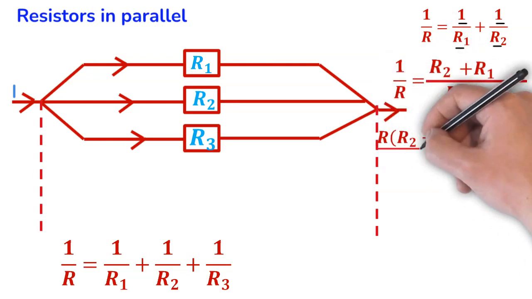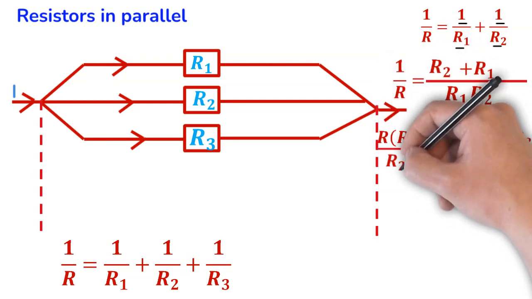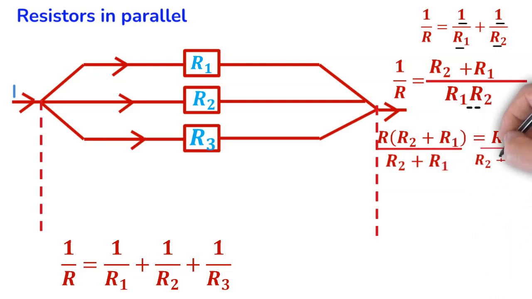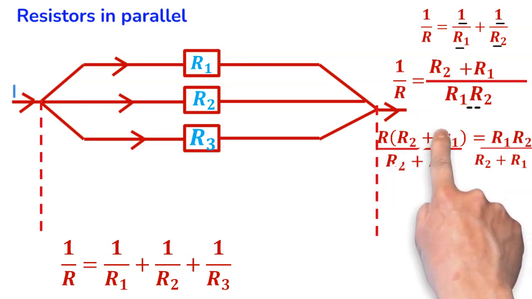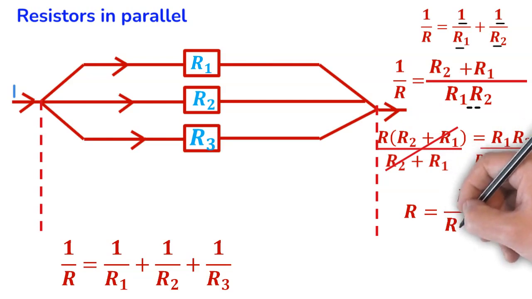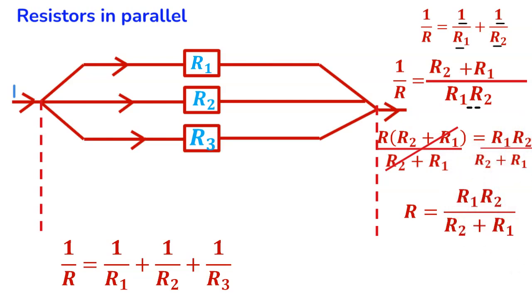Now let's divide both sides by R1R2. That's R1 plus R2, divided by R2 plus R1, divided by R2 plus R1. So this will cancel this. So R equals R1R2 over R2 plus R1.